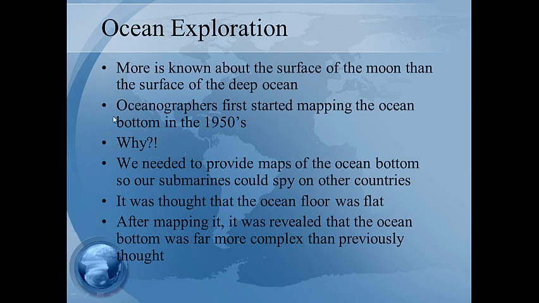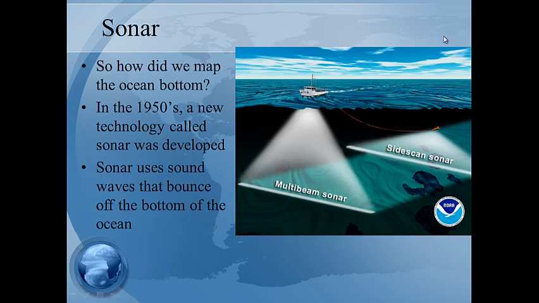All right, so more is known about the surface of the moon than the surface of the deep ocean. Oceanographers first started mapping the ocean bottom in the 1950s. Why? Well, we needed to provide maps of the ocean bottom so our submarines could spy on other countries. Okay, it was thought that the ocean floor was once flat. Okay, there was just these like marine deserts, just flatness out there. But after mapping it, it was revealed that the ocean bottom was actually far more complex than previously thought, with all these crazy features at the bottom. Okay, well, let's look at some of these.